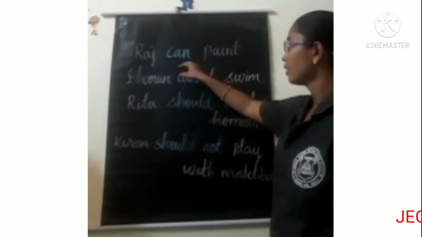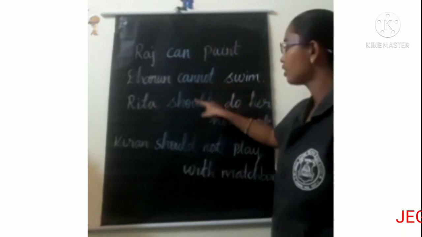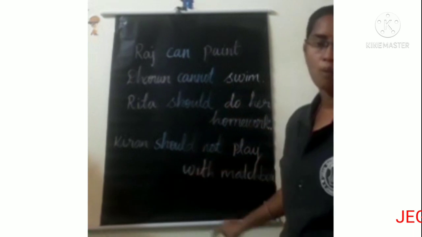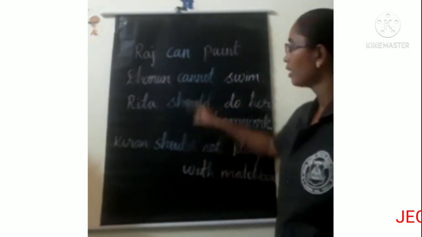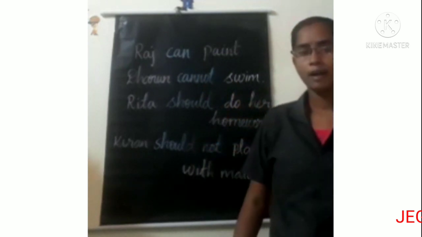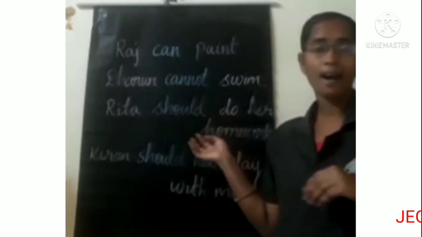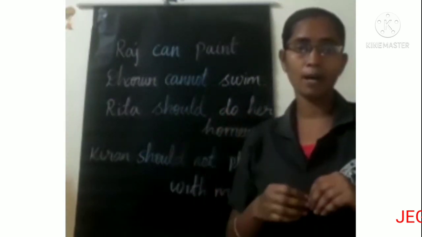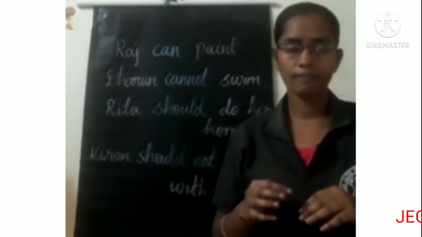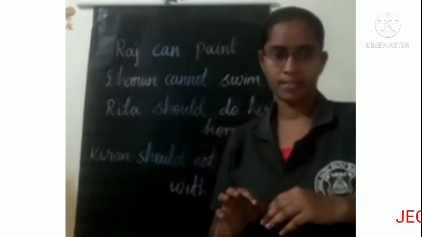Children, can, cannot, and should not are called modal auxiliaries. They are helping verbs and are used along with main verbs to convey meaning for a special purpose.